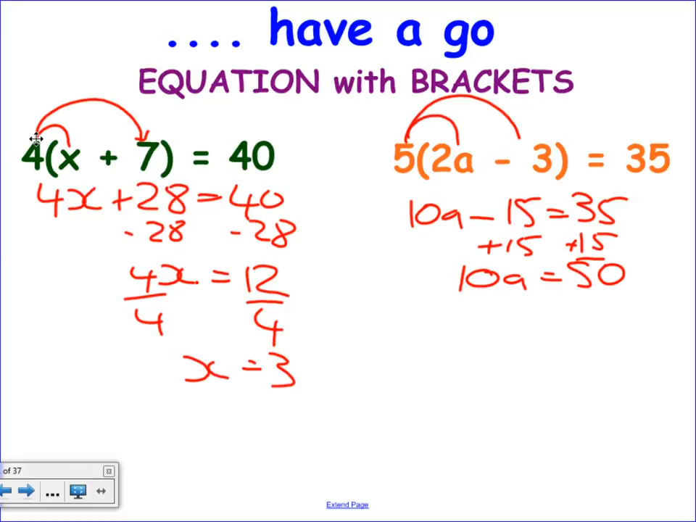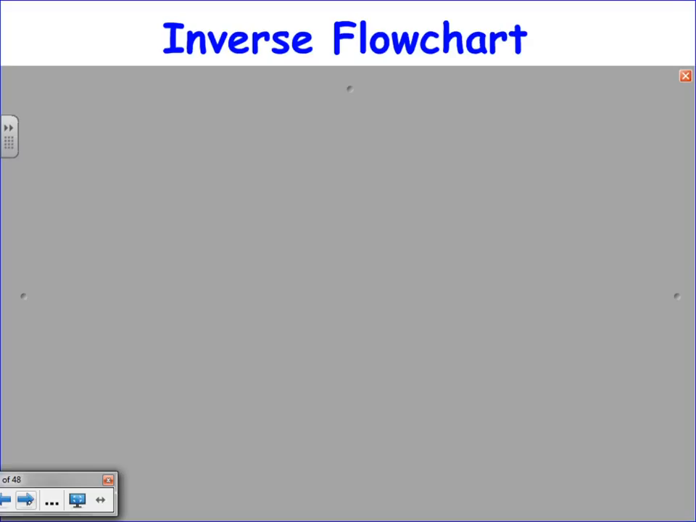So that leaves 10a on the left and 50 on the right. You then divide both sides by 10 and a is equal to 5. Happy? I'm going to teach you other ways of solving equations.